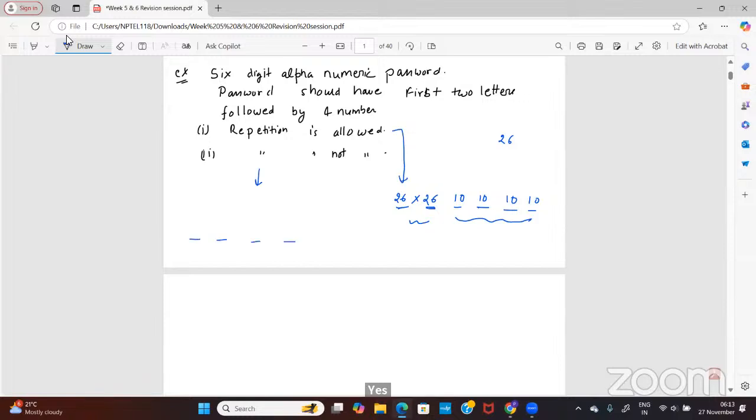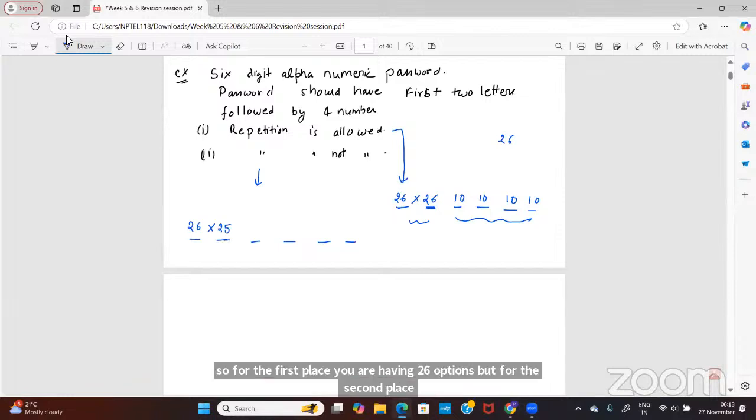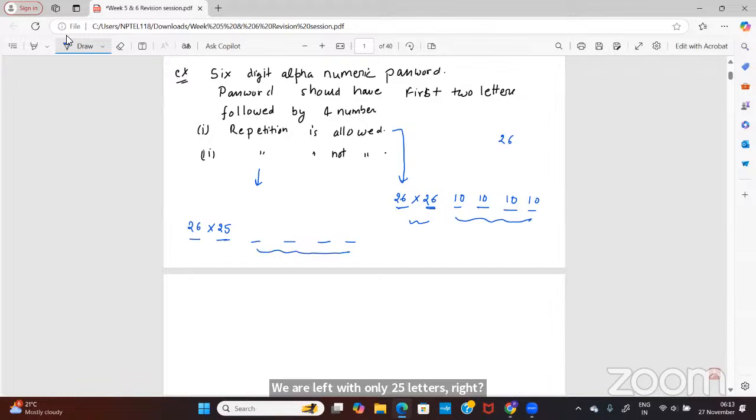For the second one, again you have six places. For the first place you have 26 options, but for the second place we are left with only 25 letters. For the last four places, here we have 10 options, then 9 options, then 8, then 7, because repetition is not allowed. So this will be your answer.